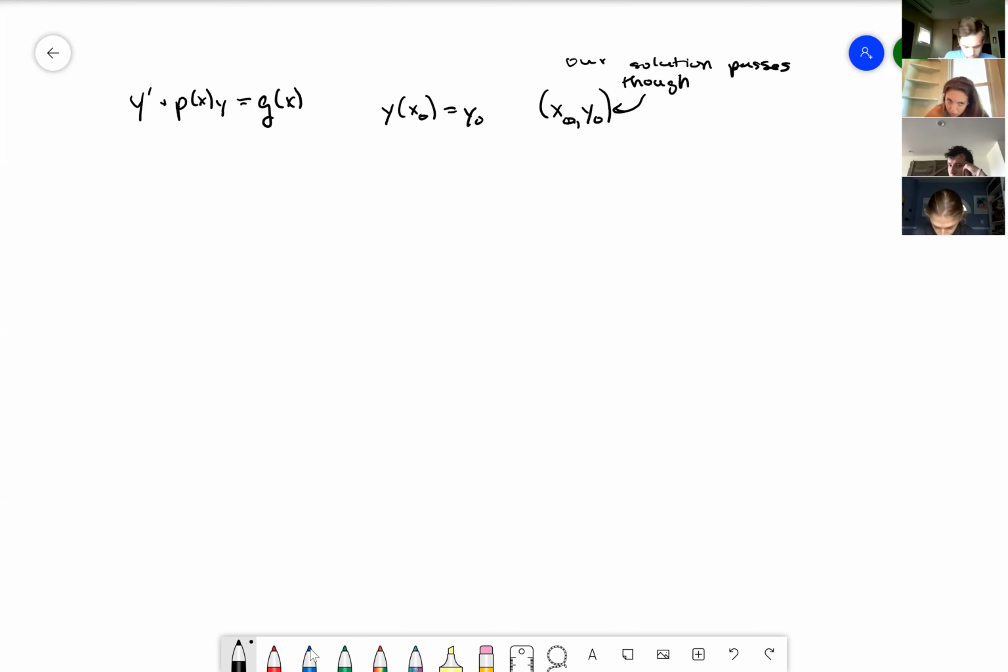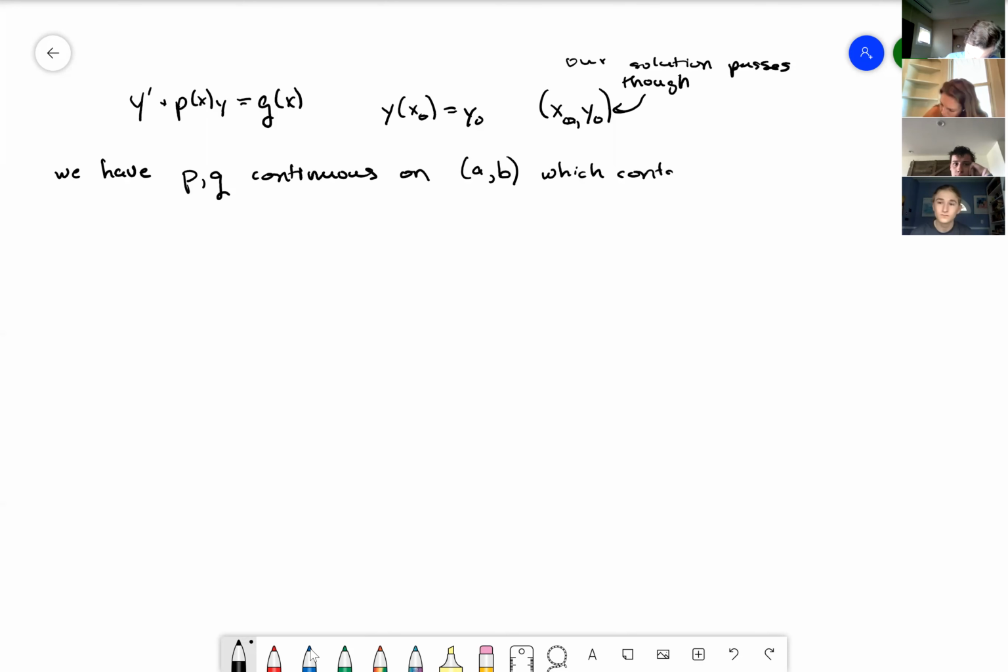Now, we talked about before why, if we assume that P and Q are continuous on some interval AB which contains x zero, we get immediately from this that there exists a solution to this.